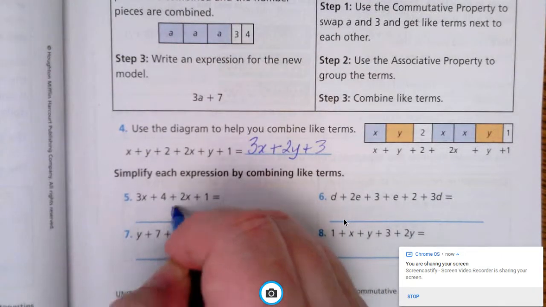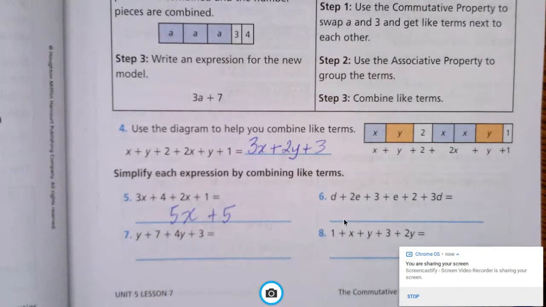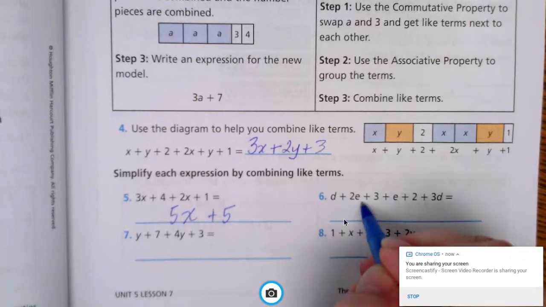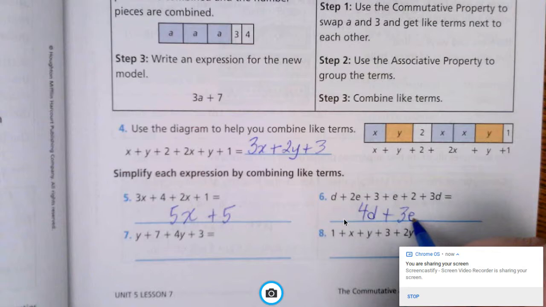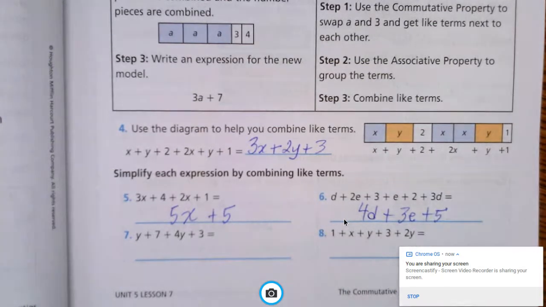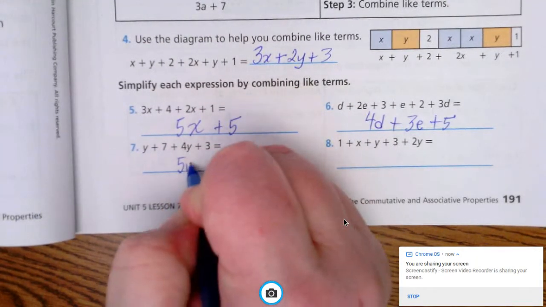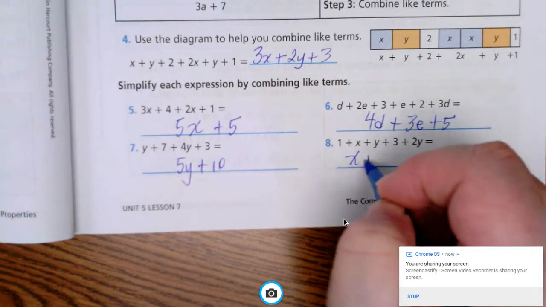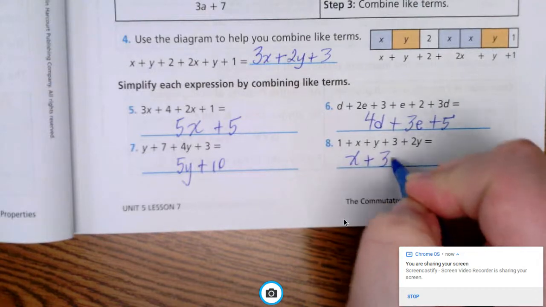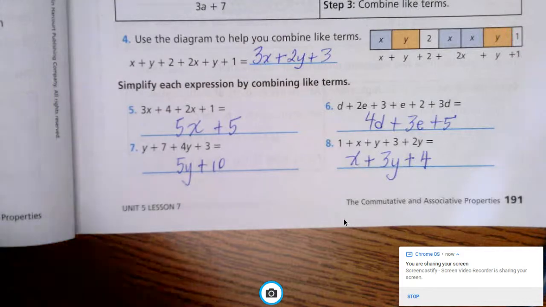You should have gotten 5 of x plus 5 here. 4d plus 3e plus 5 here. 5y plus 10 here. And 1 single x plus 3 y's plus 4. Kind of interesting, isn't it?